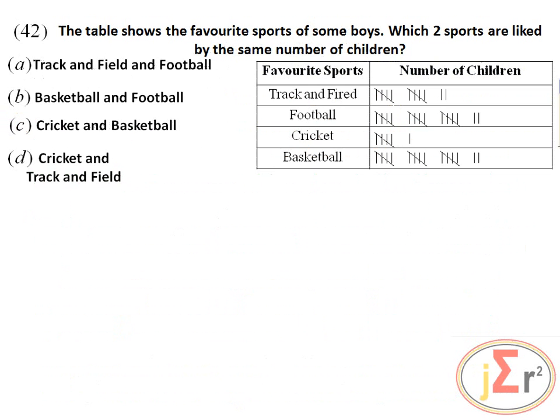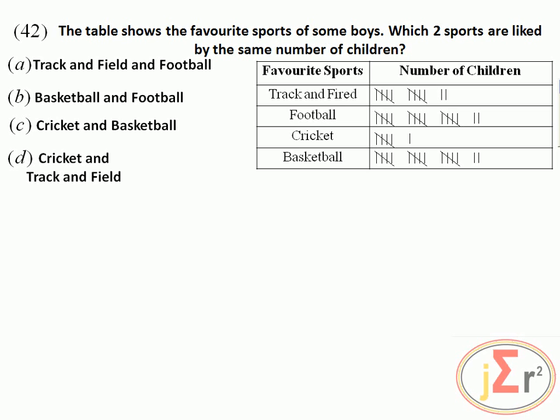The table shows the favorite sports of some boys. Which two sports are liked by the same number of children? Football and basketball. Football and basketball, and that is represented by which option? Option B.